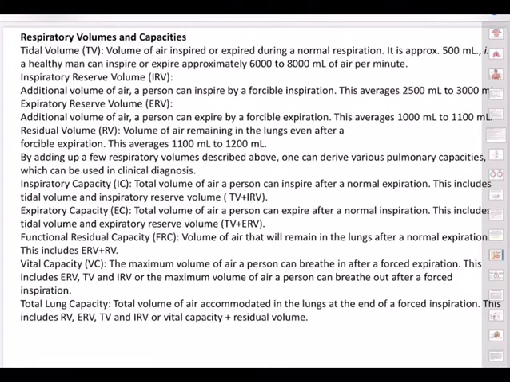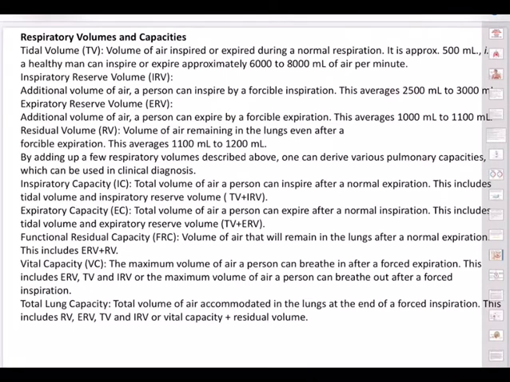Volume of air inspired or expired during a normal respiration, and there is no extra effort in this normal breathing. So that is tidal volume. The value is approximately 500 ml, a quantity of air of approximately 500 ml. Next, a healthy man can inspire or expire approximately 6,000 to 8,000 ml of air per minute.